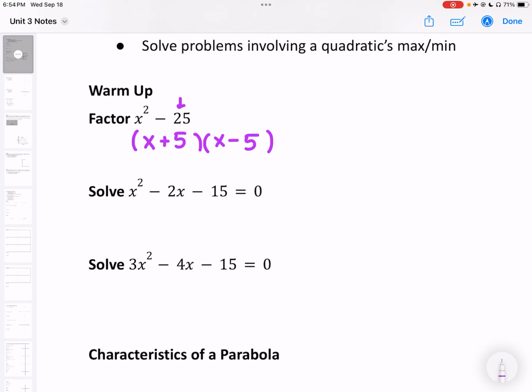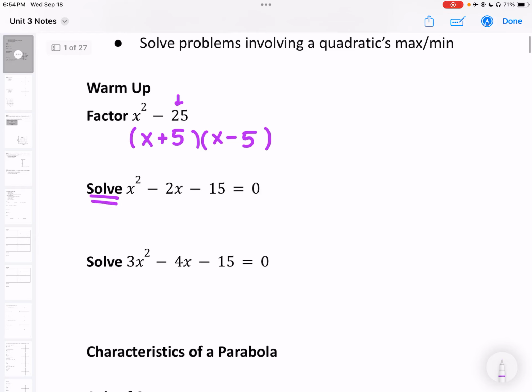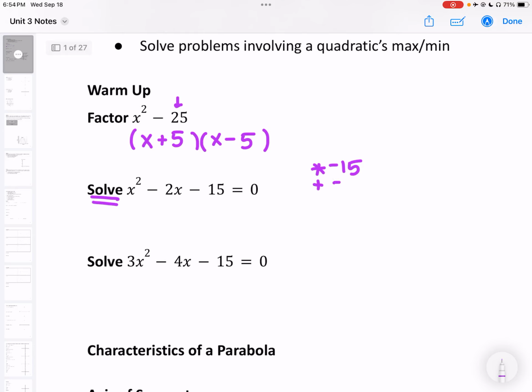If I'm interested in solving, on the other hand, I'm going to look for two numbers. One thing it needs to do is multiply to negative 15. It also needs to add up to negative 2. So I am trying to think of numbers that would do that, and I'm thinking negative 5 plus 3.